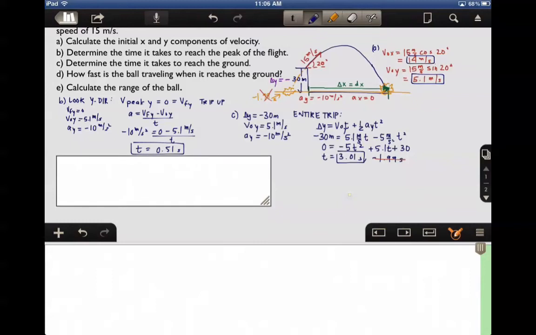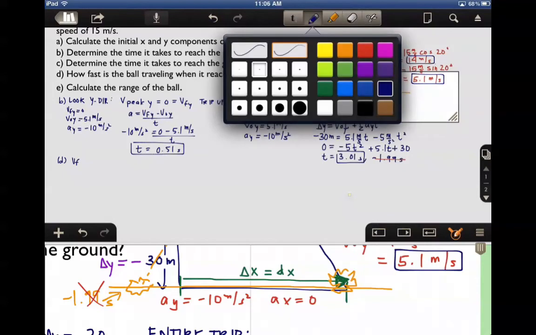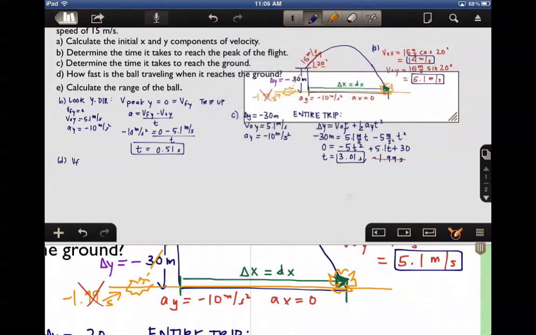I want to calculate V final. Now, when the ball actually reaches the ground, go up to the picture here, it will be headed like so. This is its V final.